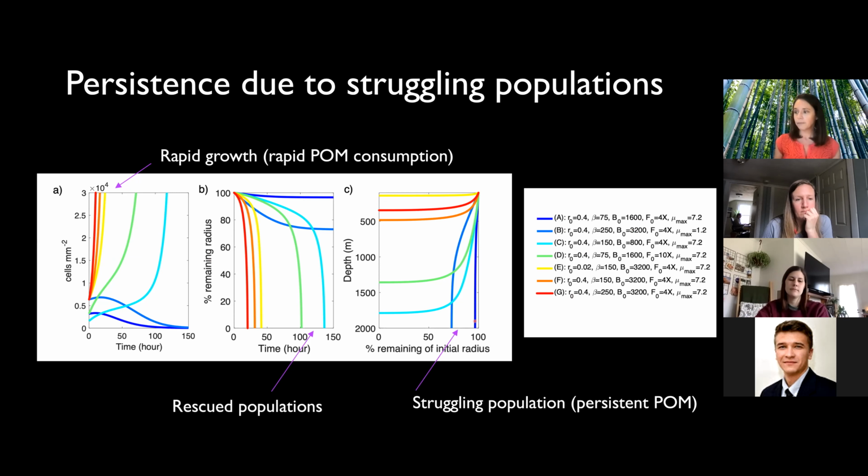We also have populations that are really struggling to overcome the losses. The particles are hard to degrade. They don't have a lot of biomass, or they're not encountering individuals as the particles are sinking. And we see that these struggling populations correspond to persisting particles. And then we have these other really interesting dynamics where we get rescued populations. So these populations were initially really struggling to survive, but then they were able to overcome that threshold and grow and consume the particles fully.